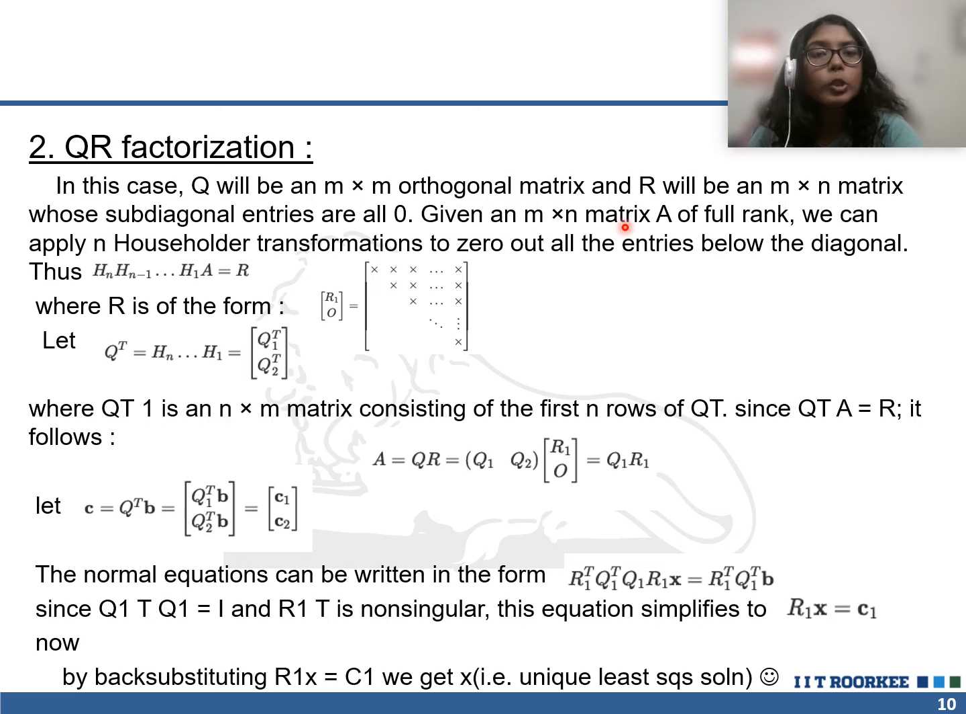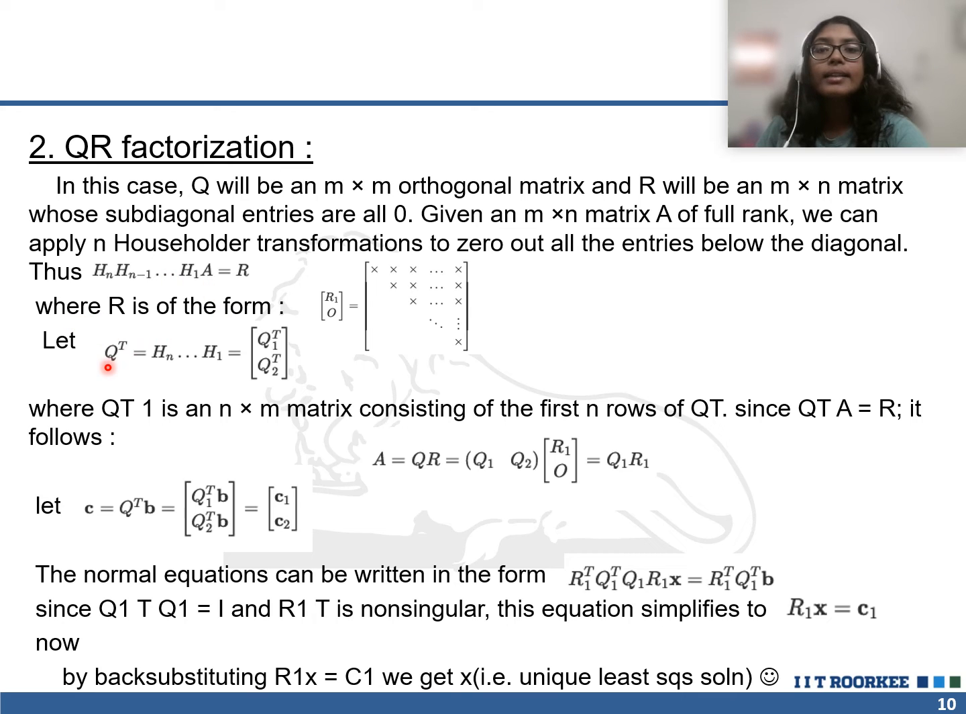Given an M into N matrix of full rank, we can apply N Householder transformations to zero out the subdiagonal entries. So Householder transformations, you will learn more about it in the Gram-Schmidt orthogonalization method. And generally, by applying N Householder transformations, look, this is A, and you pre-multiply it by H1, and then you pre-multiply it by H2. You will keep on pre-multiplying it with H1, H2, and so on, Hn minus 1, Hn, till you get it in the form of R, where R is of the form R1 comma 0, the matrix whose subdiagonal entries are all 0. You will be doing this.